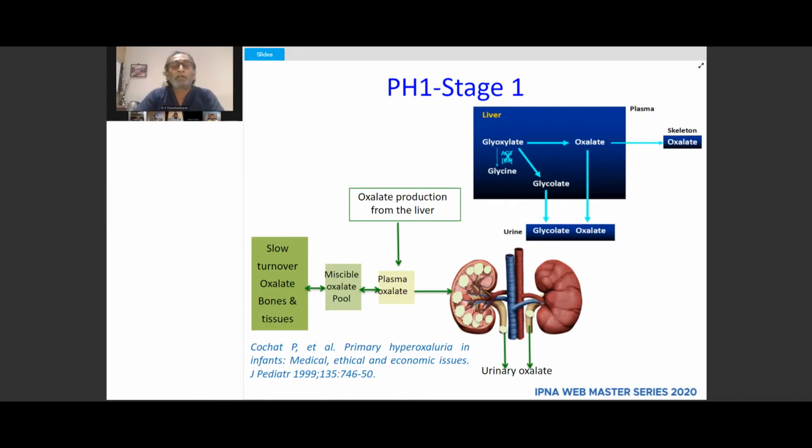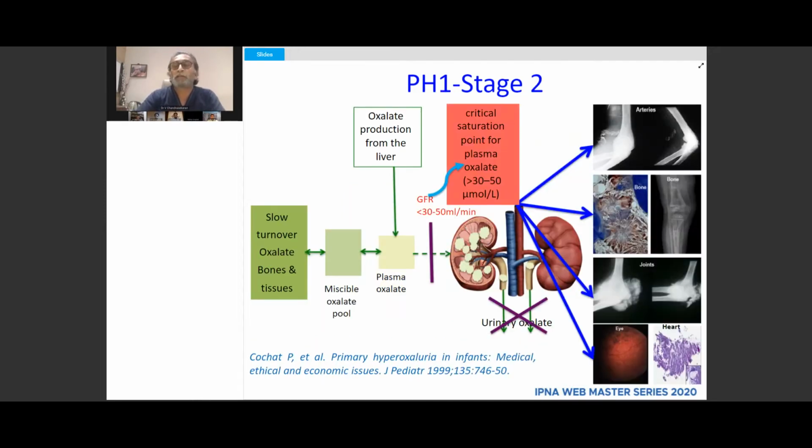As the disease progresses, leading to damage to the kidney, and the GFR becomes less than 30 to 50, that is stage 3 chronic kidney disease, there is supersaturation of the plasma with oxalate, leading to systemic deposition of calcium oxalate crystals in various organs, in the vessels, in the bones, in the joints, in the retina, as well as in the heart.